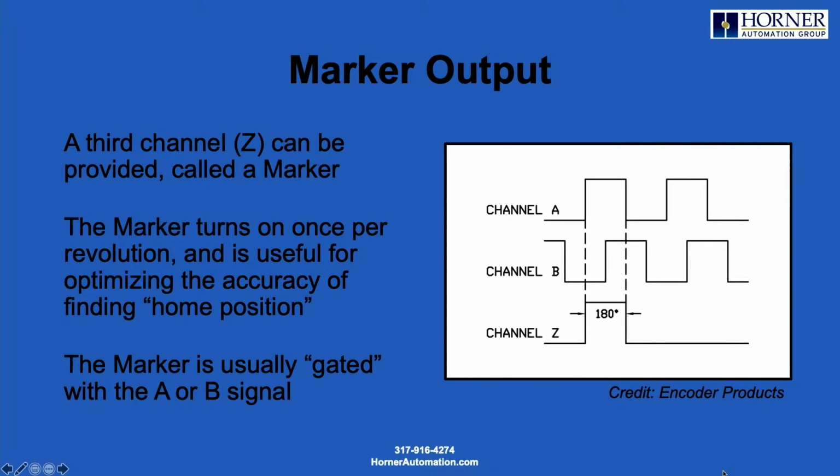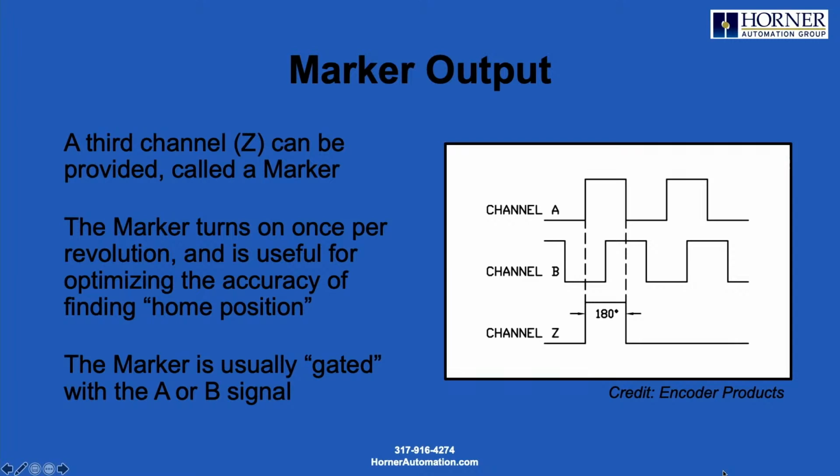Now, often available with encoders is something called a marker output. That's a third signal, often identified as Z, that is only on one pulse per revolution. And that basically marks mechanical home. That signal is typically gated with either the A pulse or the B pulse. If you look at that diagram, you'll see that in this case, it's gated with A.